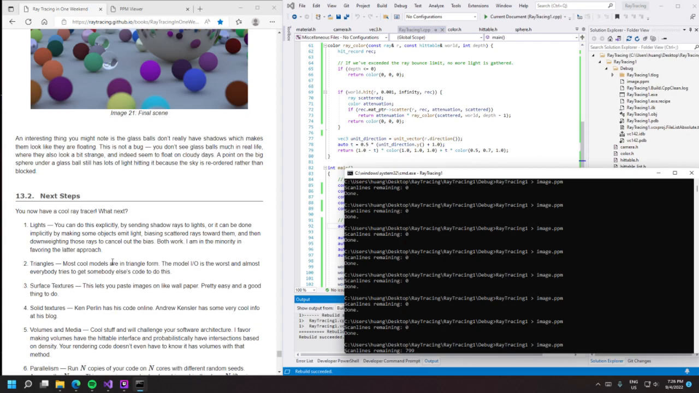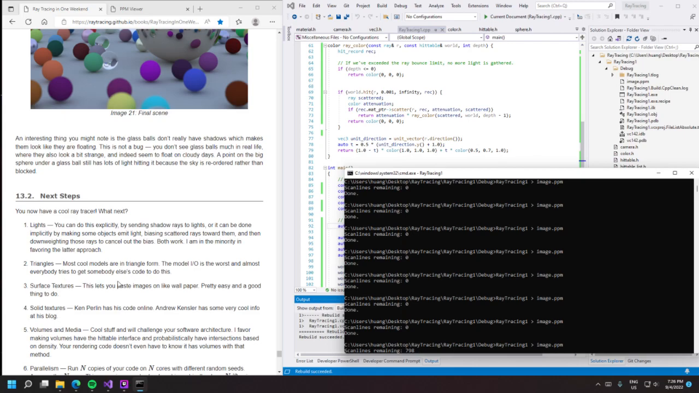What's next? We can do lights. We can do lights by sending shadow rays to lights, or it can be done implicitly by making some objects emit light. Or making some biasing scatter rays towards them, and then downweighting those rays to cancel out the bias.